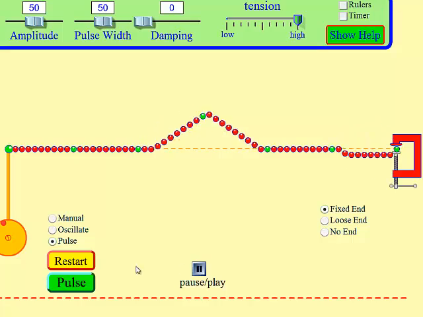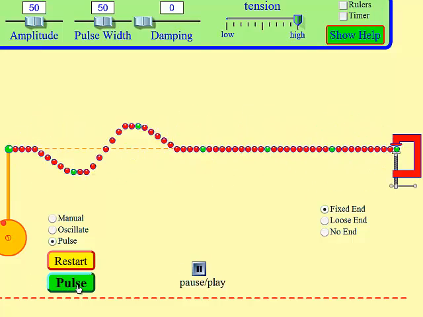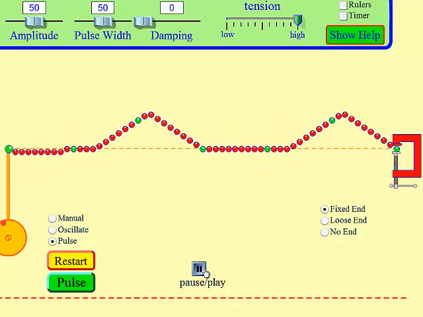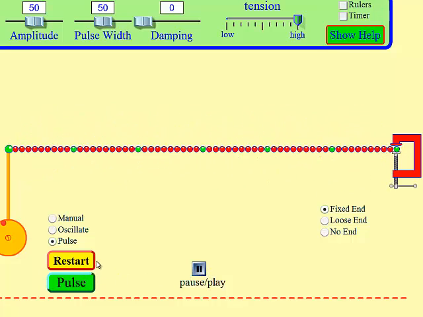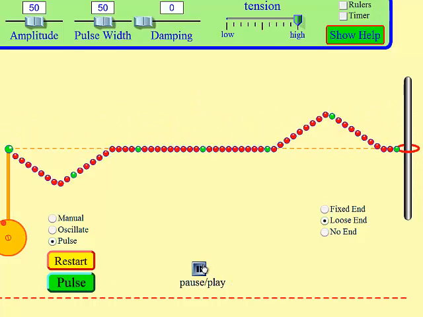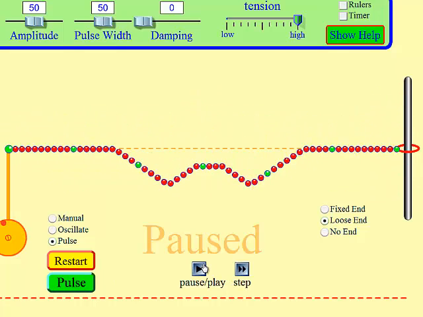Now I'm going to send another pulse. I'm going to try to time this just right. Okay, let's just restart this. Let me send a pulse. Let me go to a loose end, and I'm going to pulse, pulse.